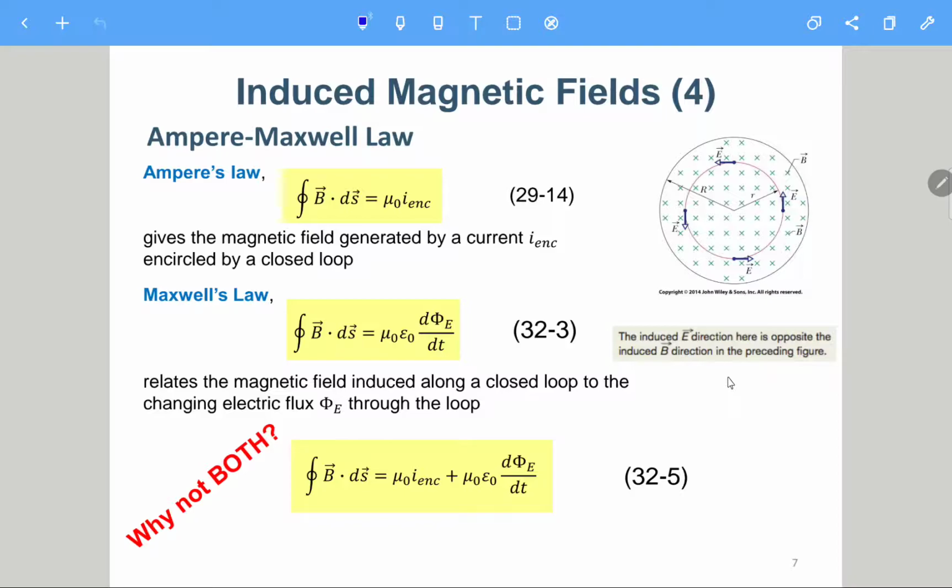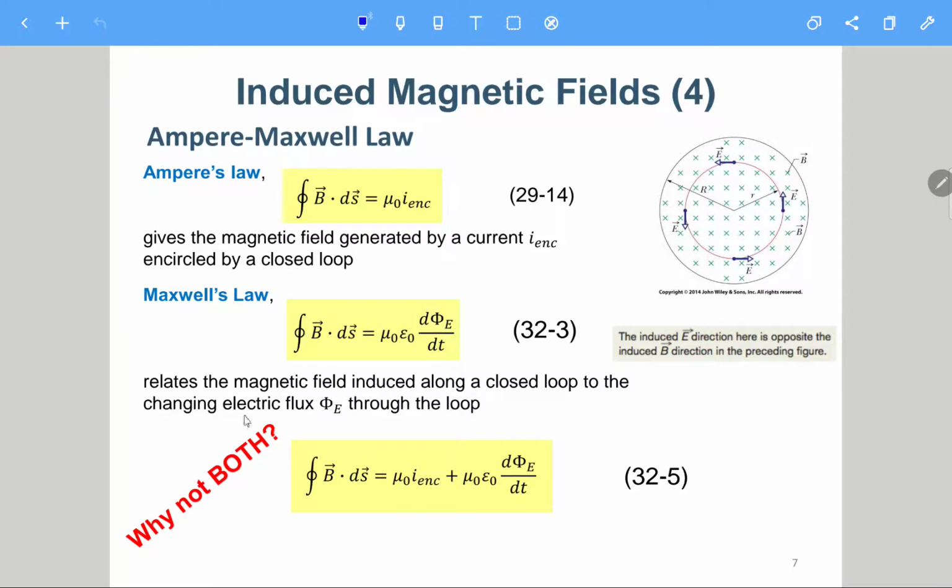Okay. And so just now I already mentioned that in chapter 29 we already mentioned this line integral equals mu naught I enclosed. Suppose the I doesn't really change with respect to time. So we have the Ampere's law, and now we also have the Maxwell's law. This is for the case that the electric field is changing with respect to time.